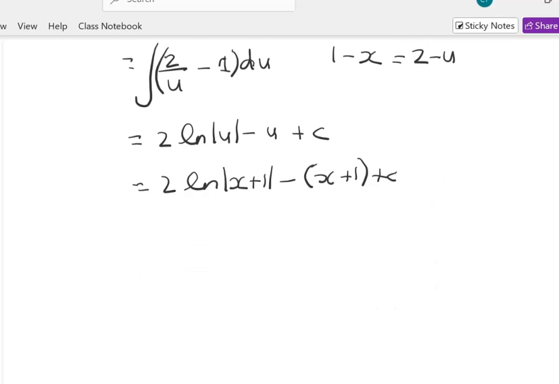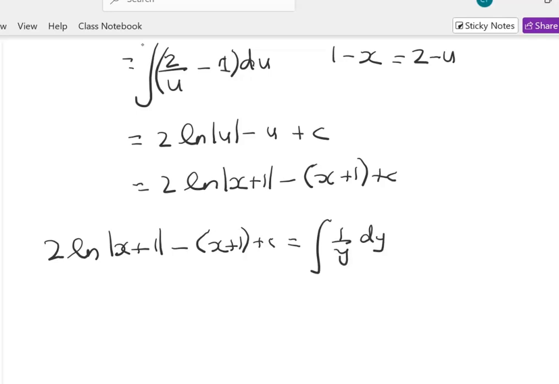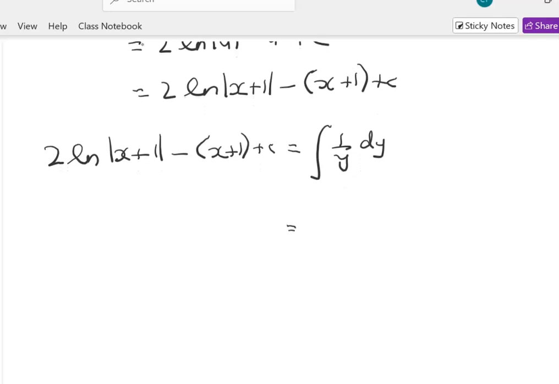All right, so let's put everything back together. We've got 2 times the natural log of x plus 1 minus x plus 1 plus c is equal to the integral of 1 over y dy. Now, because I put my constant on the left-hand side, here I'm just going to have the natural log of y. Right, so we get down to here.